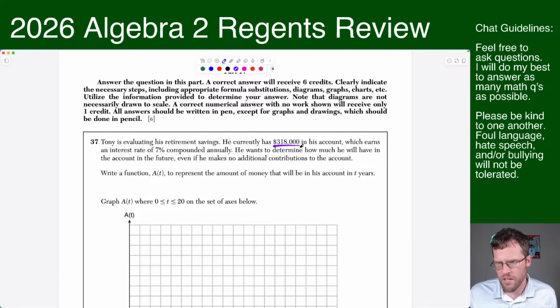He has $318,000 in his account, which earns an interest rate of 7% compounded annually. And he wants to determine how much he'll have in the future. So we have to write the function here.